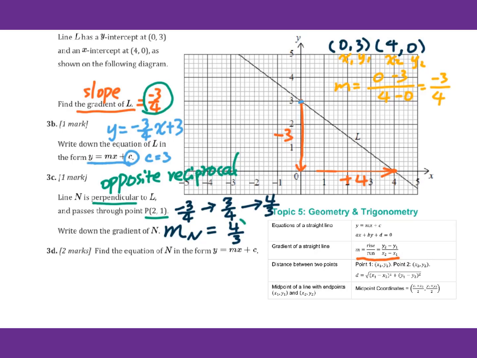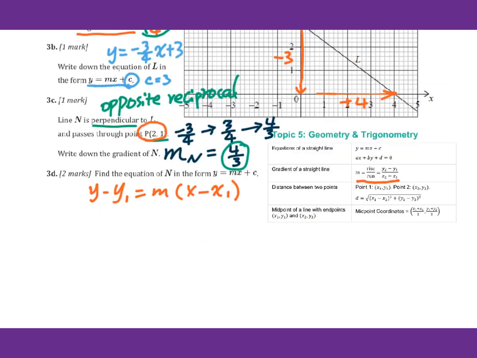If you are given the slope and also the point, we use y minus y1 equals slope times x minus x1 to find the linear function. Therefore, we have P is 2, 1. That's your x1, y1. Slope, that's 4 over 3. So we have y minus 1 equals 4 over 3 times x minus 2.